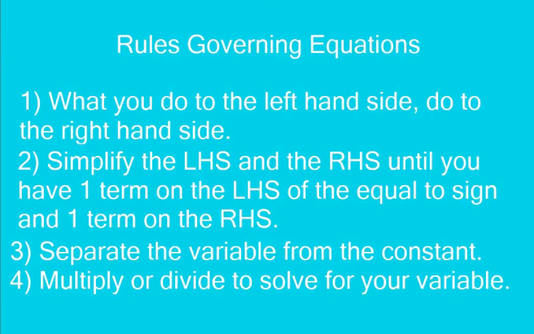Third rule is you always want to separate the variable from the constant. So whether your x is on the left-hand side and your constant is on the right-hand side, or your variable is on the right-hand side and your constant is on the left-hand side, is absolutely fine as long as they are separated by an equal to sign. And then when you have simplified and you've got one term on the left and one term on the right, you need to multiply or divide to solve for your variable. When we do an example, I'll show you what I mean.